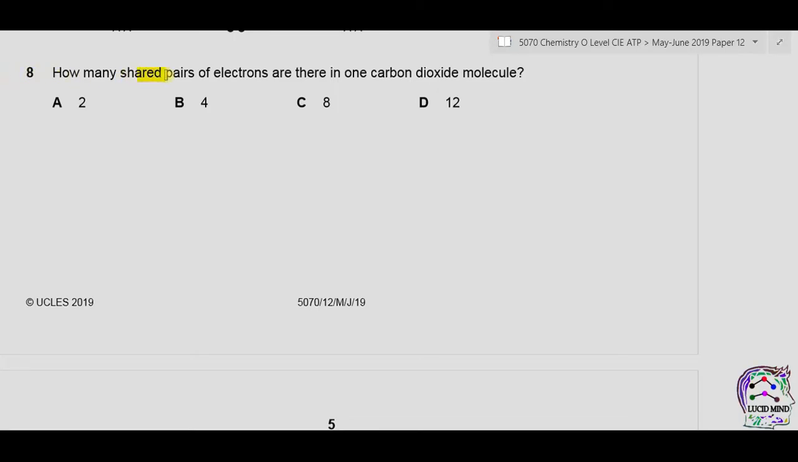Question 8. How many shared pairs of electrons are there in one carbon dioxide molecule? Now in carbon dioxide we have carbon and oxygen. Carbon belongs to group 4 of the periodic table, so it has 4 electrons in the outermost shell, while oxygen belongs to group 6 of the periodic table and it has 6 electrons in the outermost shell. Now carbon needs 4 electrons to complete its outer shell, while one oxygen needs 2 electrons to complete its outer shell. So therefore carbon will require 2 oxygen atoms, so that with sharing electrons their outermost shell becomes complete.